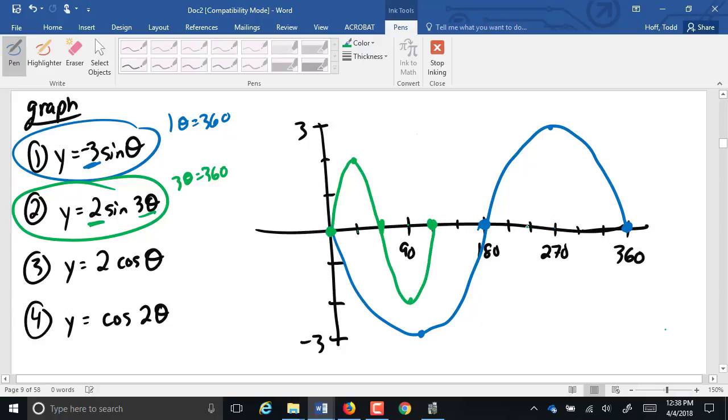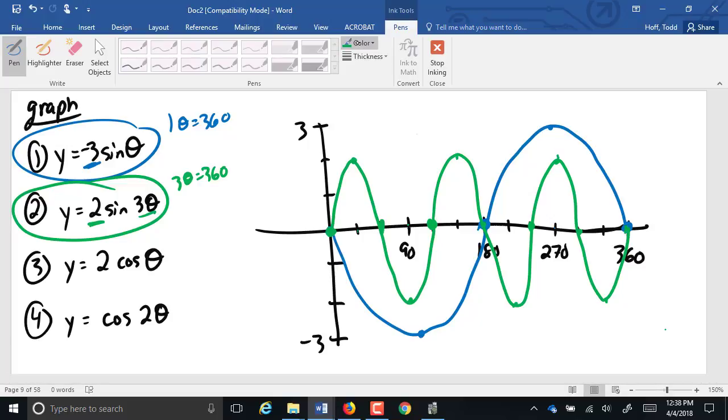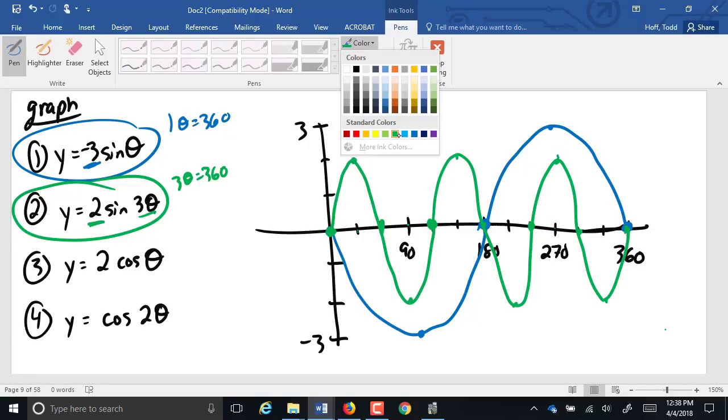So there's our wave. Now I'm going to do another wavelength to fill this out to 360. So there's what that would look like from 0 to 360 degrees, or 0 to 2 pi if you want to do it in radians.